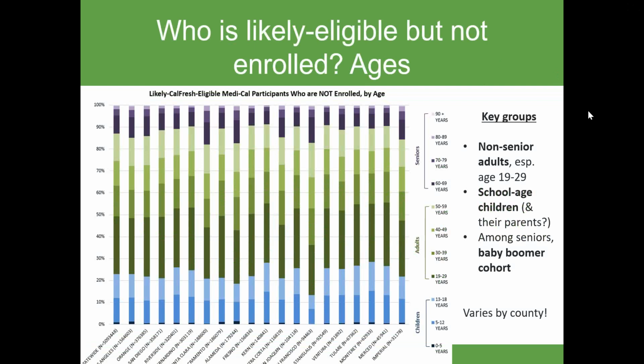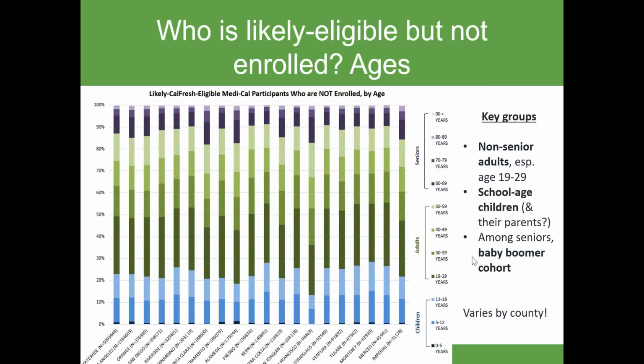So here's what we see for ages. The blue groups are children, the green groups are non-senior adults, and then the purple groups at the top are seniors. And generally what we see is that non-senior adults are the biggest group in all counties that we have here. And actually the youngest cohort of that group is often the largest, so ages 19 to 29.